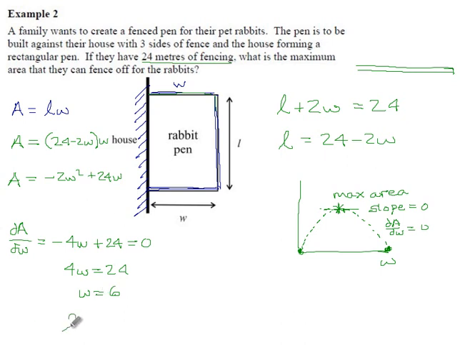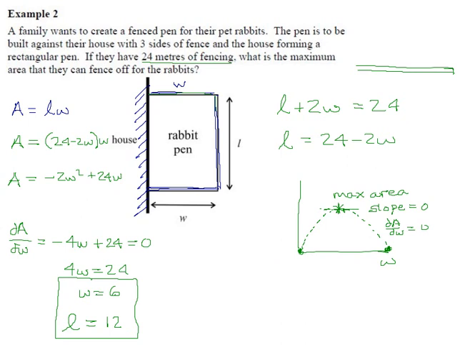What's its length? Well, happily, we've got an expression over here that's all set up for finding the length. The length is 24 minus 2W, so it's 24 minus 2 times 6. Our length should be 12. So we want a pen that's 6 wide and 12 long.